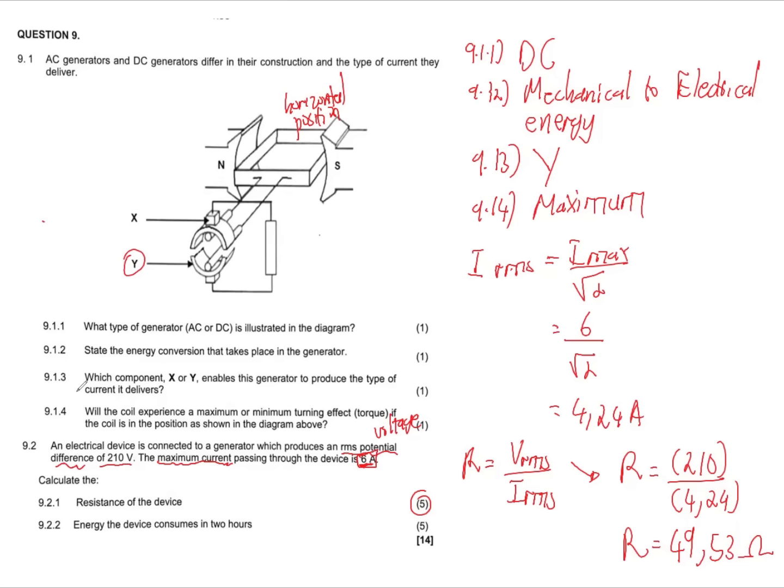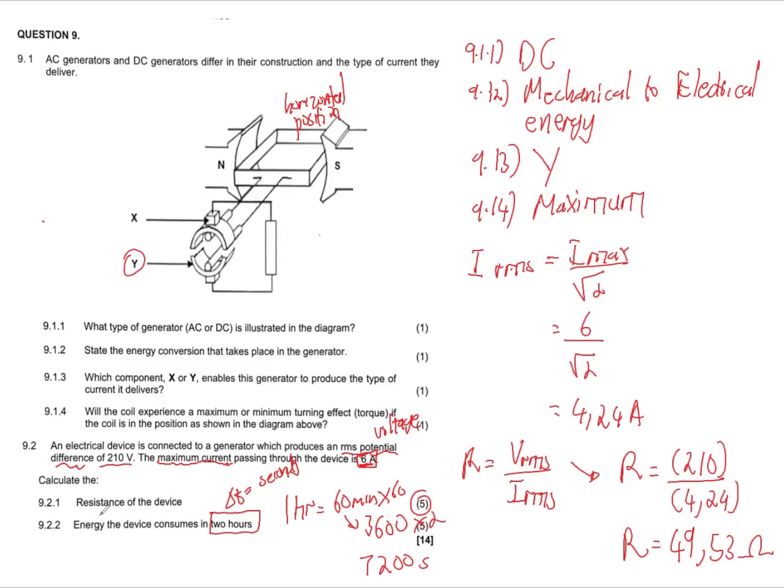So it says the energy the device consumes in 2 hours. Remember our time, delta T, should always be given in what? Seconds. So that means we have to convert 2 hours into seconds. We know that 1 hour is 60 minutes, and 60 minutes is how many seconds? We say 60 multiplied by 60, and we find that an hour is 3,600 seconds. But 2 hours, we multiply by 2. That would be 7,200 seconds in 2 hours.